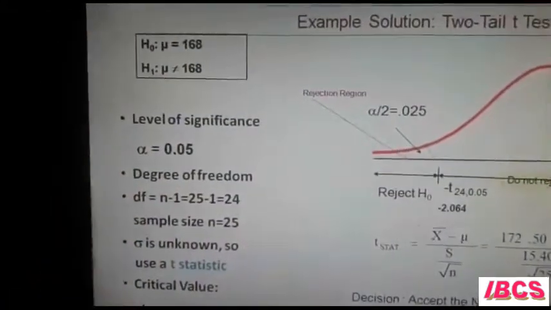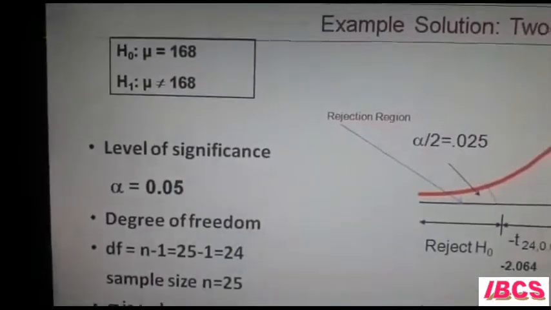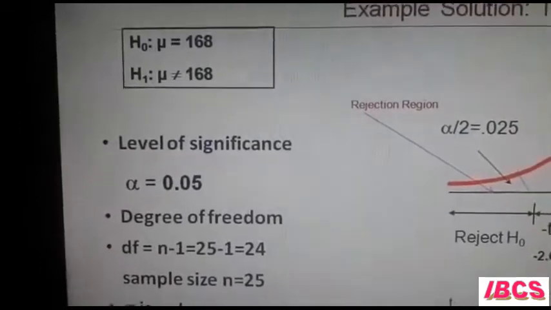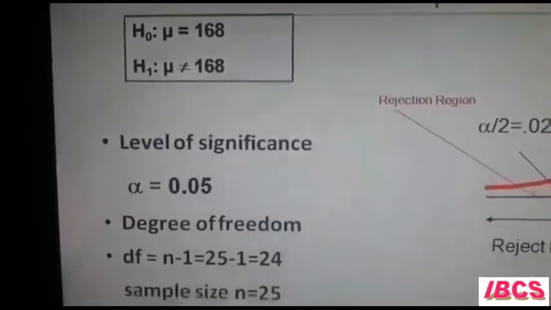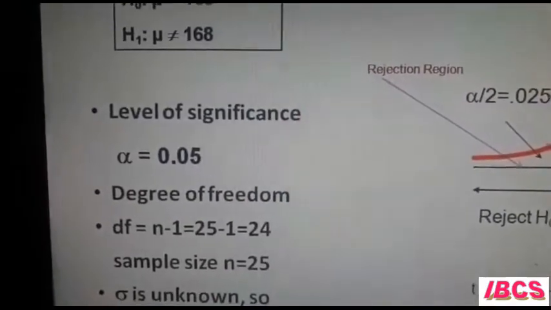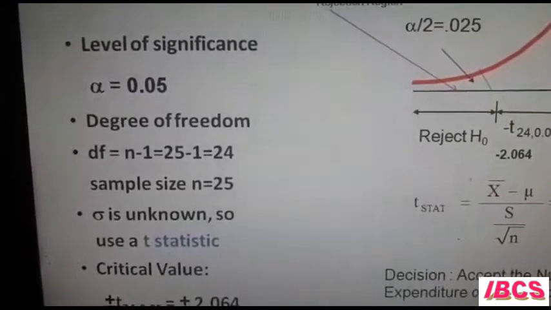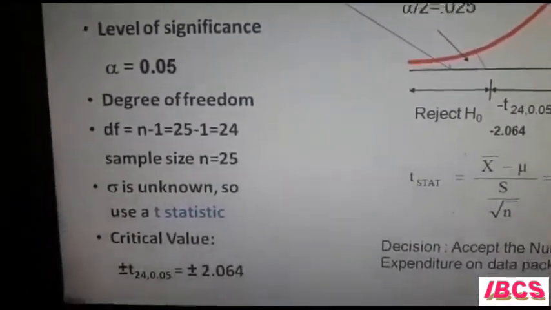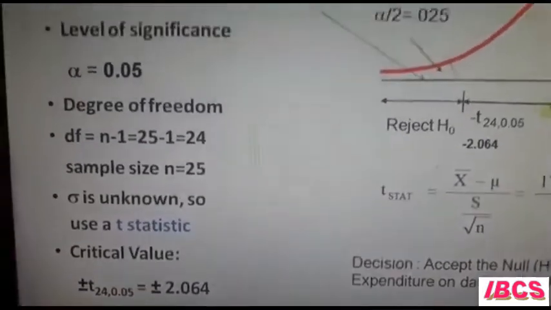In order to go for the solution, we formulate the null hypothesis. H naught: mu is equal to 168, mu naught 168, and it is a two-tail test. Level of significance alpha is equal to 0.05. Here we calculate the degrees of freedom, that is sample size minus 1, 25 minus 1, which is 24. Standard deviation is unknown, so we'll go for the T statistic.